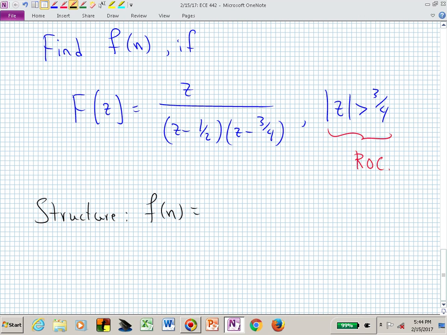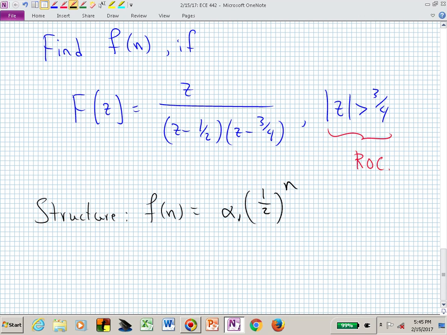Can you find the poles of capital F of z? Those are the values of z that cause the denominator to vanish. One of those poles is at 1/2, or 0.5, depending on how you're processing that. So here you might say alpha 1 times 1/2 to the n. And that's really a decaying exponential response.